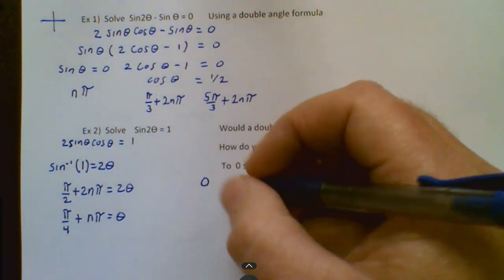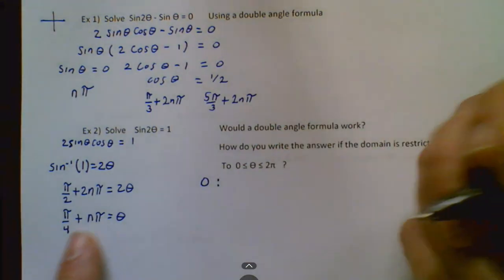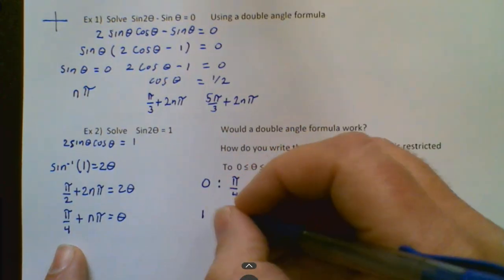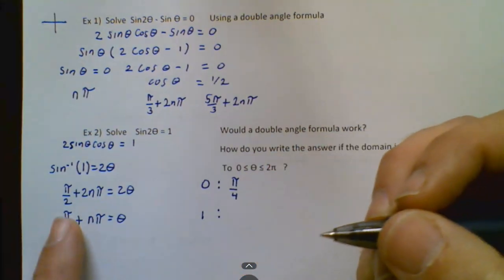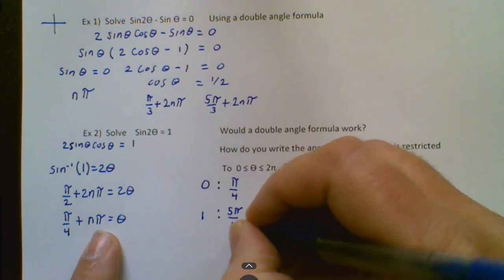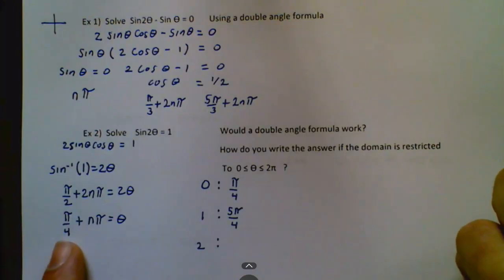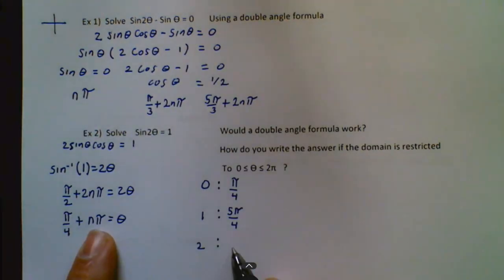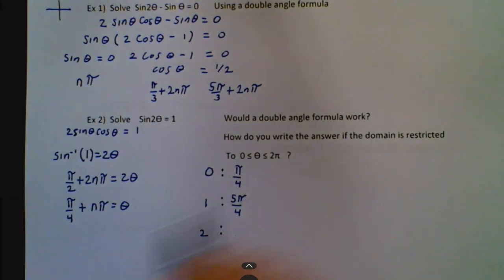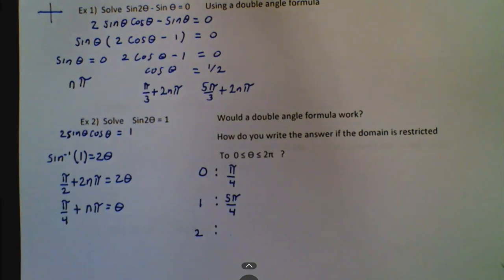So if I plugged in a 0 for n, that would just be pi over 4. If I plugged in a 1 for n, so pi over 4 plus pi would be 5 pi over 4. If I plug in a 2 for n, pi over 4 plus 2 pi, that's too big, right? I can't go outside of this. As soon as it gets bigger than 2 pi, I got to stop. So these are the two solutions that I would keep, are those guys right there.